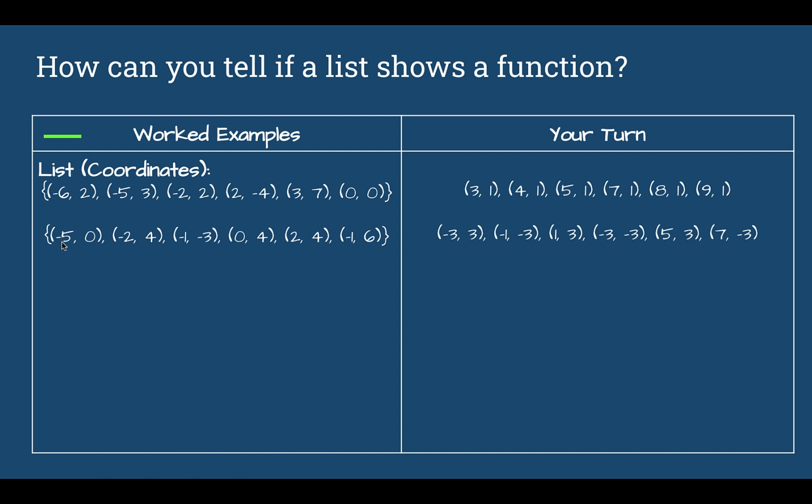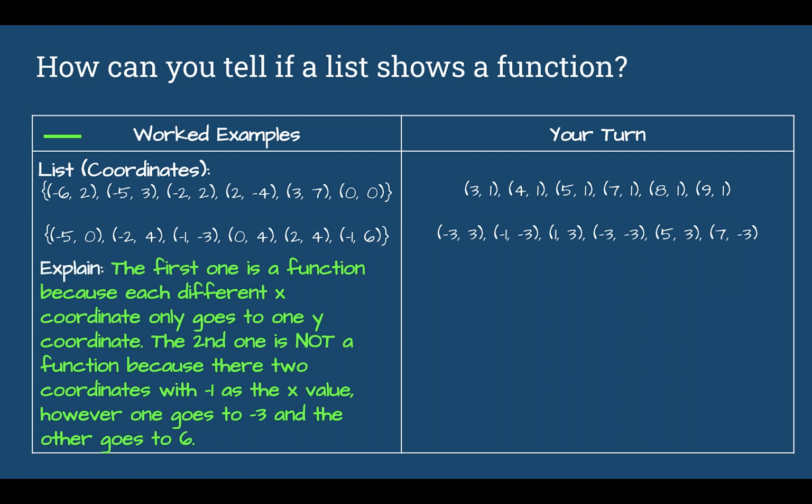In the second example, -5, -2, -1, 0, 2, -1. I already used a -1, and now I have it again. The first time it went to -3, the second time it went to +6. Did it go to the same thing both times? It did not. So the first one's a function because each x only goes to one y. The second one is not because the input of -1 went to -3 and 6.